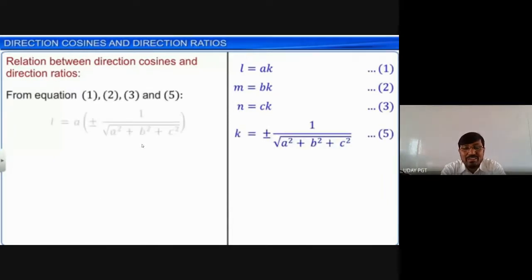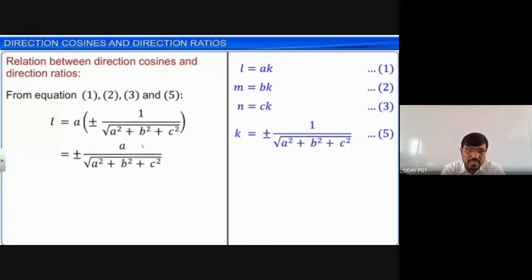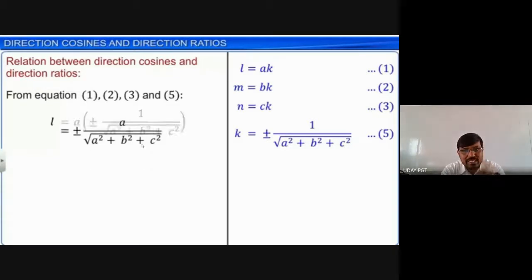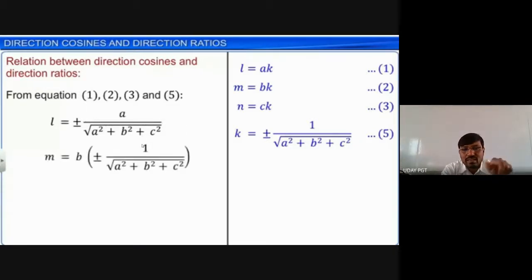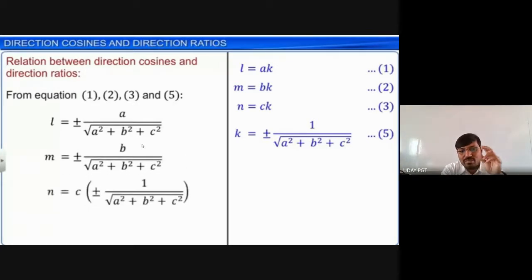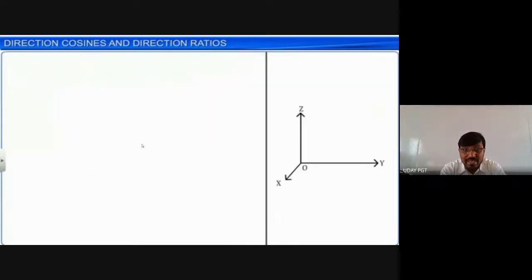That means if direction ratios are given to you, you can find the direction cosines in the easiest way. How do we find them? If 2, 3, 4 are the direction ratios, then 2 by under root of 2 square plus 3 square plus 4 square is one direction cosine. Like that, another one is b by under root of a square plus b square plus c square, and c by under root of a square plus b square plus c square. We are going to get the direction cosines.